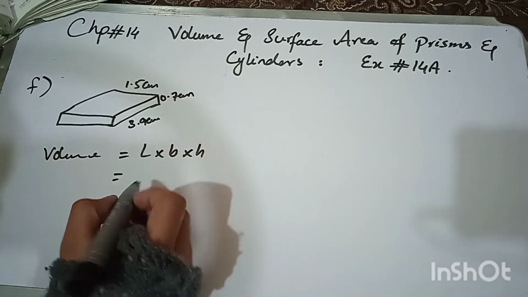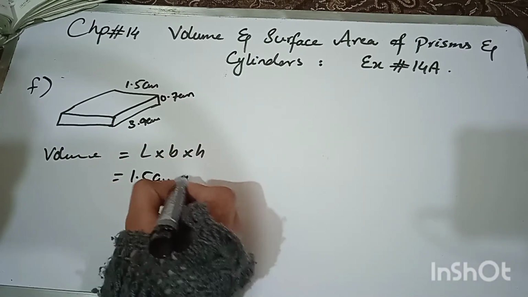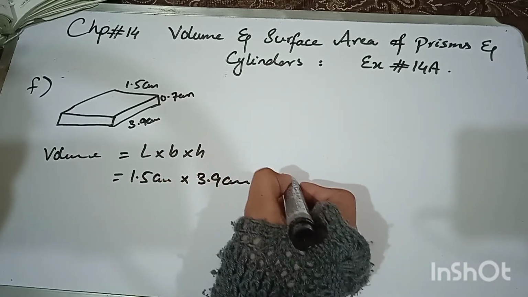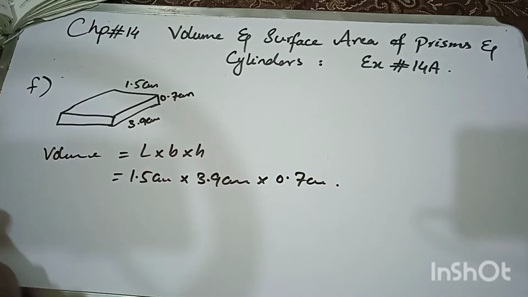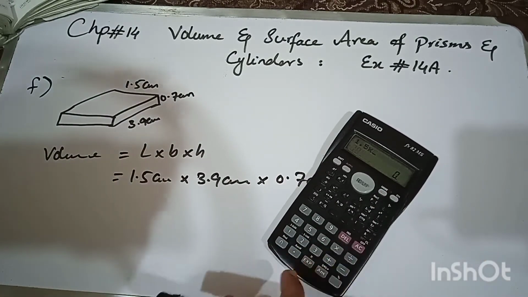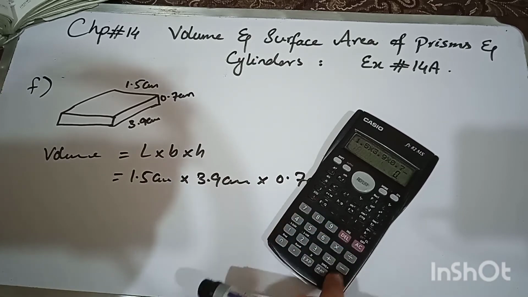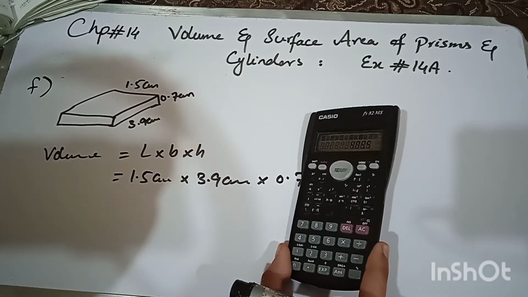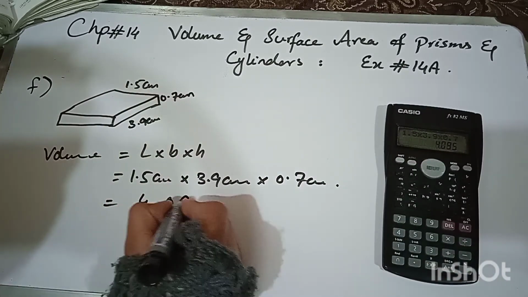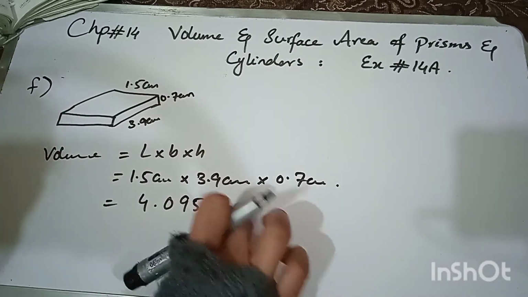Okay, so here we have to put out the values. So length is here 1.5 centimeter, breadth is 3.9 centimeter, and height is 0.7 centimeter. Again, we have to multiply the terms. So I'm using the calculator. 1.5 multiplied by 3.9 multiplied by 0.7. So the answer is 4.095. Okay, 4.095 centimeter cube. So here we're done with the volume.